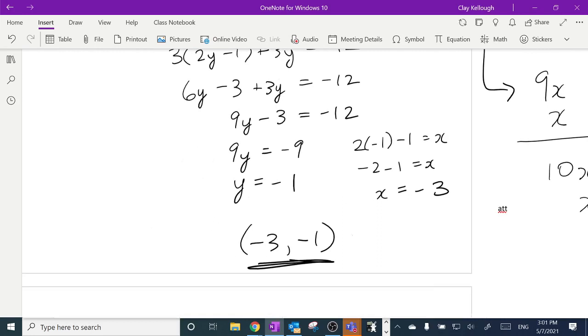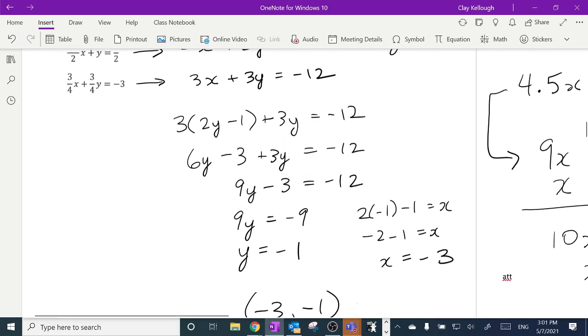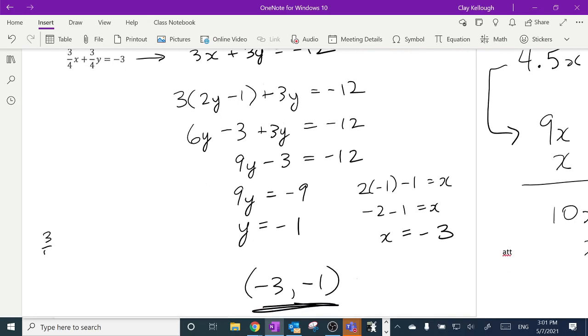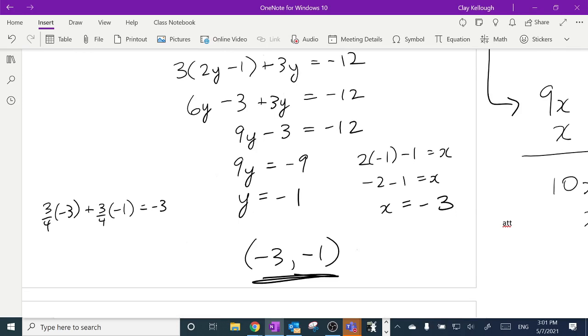Since I did make a mistake, let's verify this just to make sure. Let's plug it into the second one. 3/4 of negative 3 plus 3/4 of negative 1 has to equal negative 3. Now, I know what you're thinking: let's multiply both sides by 4 so we don't have to work with fractions. You can't do that on a verify. On a verify, you have to simplify the left and simplify the right, and you're not allowed to do any operations to both sides at the same time. So keep that in mind.